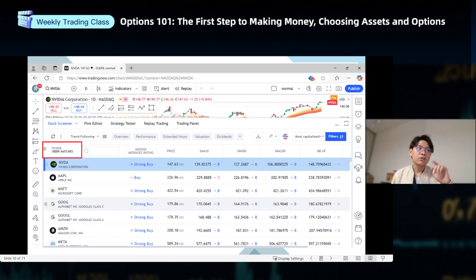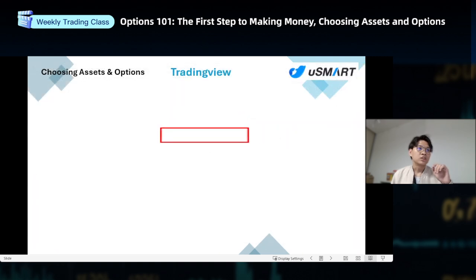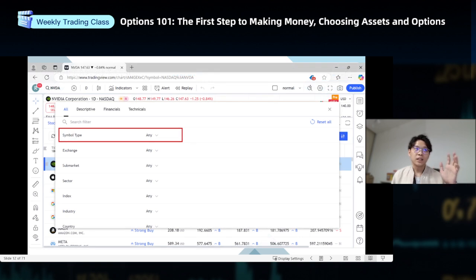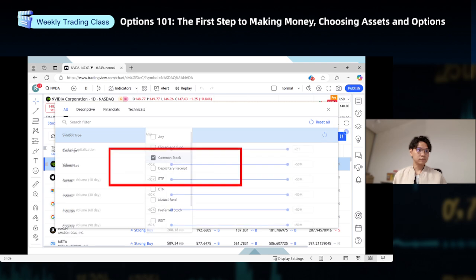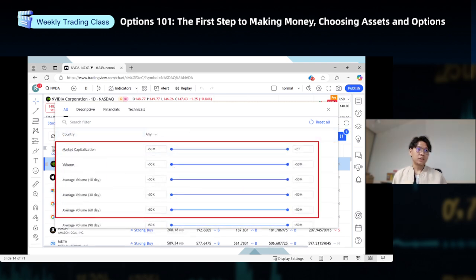So we click on the filter here, and it will go into the general filter. In this case, we are just going to trade stock, because stock itself is the simplest and easiest starting point for us. So before we get into ETFs and all those, we will just go with common stock first. And this is the default setting, which doesn't have any filter.